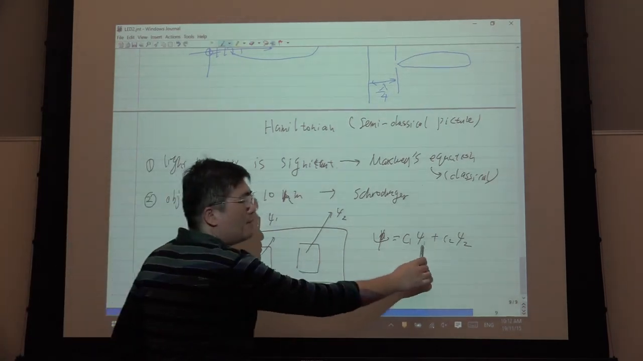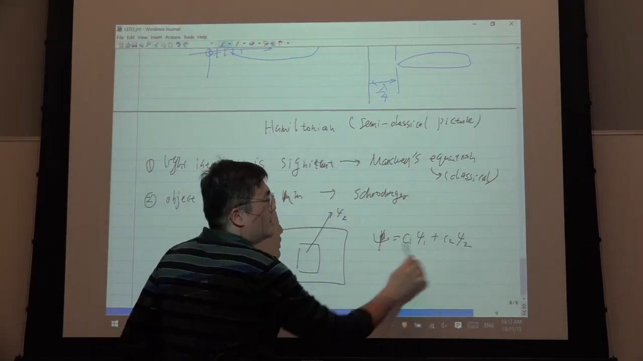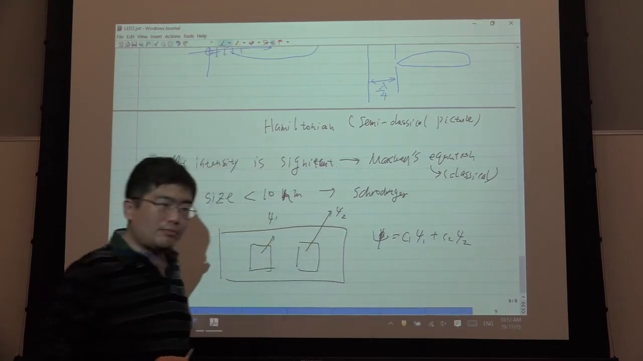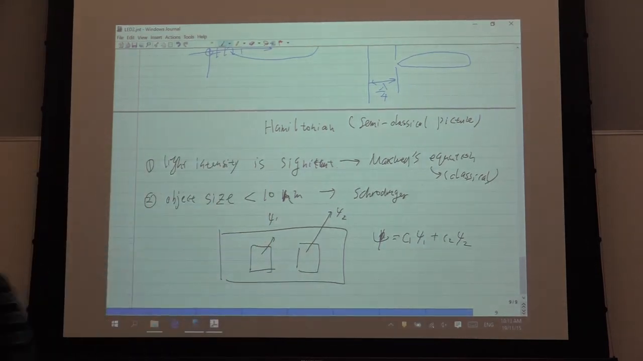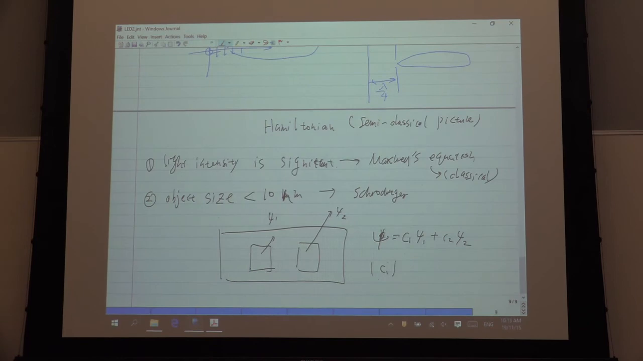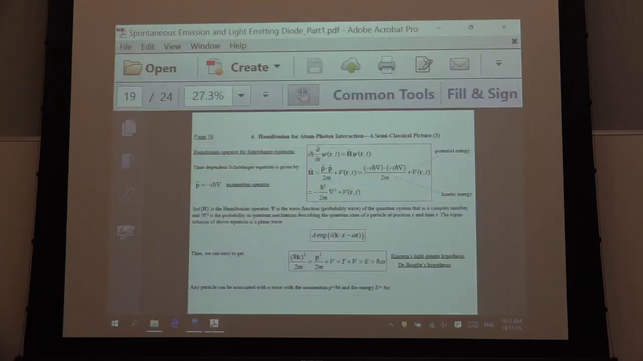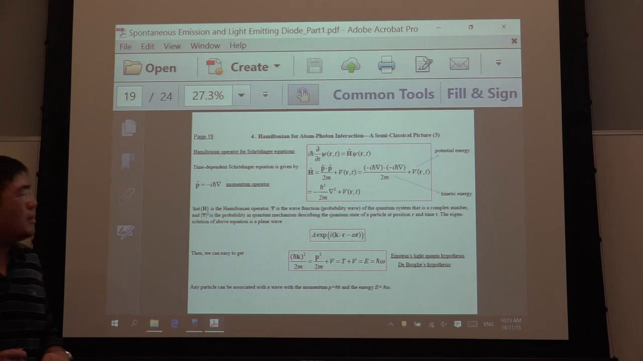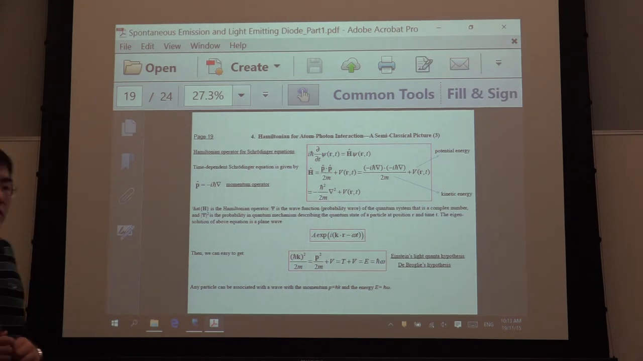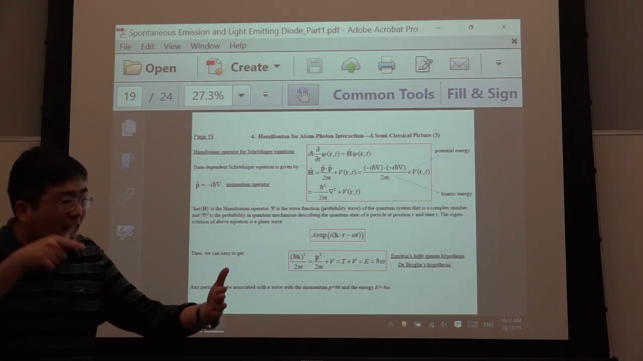Because phi is a complex number, they have phase and amplitude. This is C1 and C2, and the probability is specified such that C1 squared plus C2 squared equals 1. This is a very famous experiment. You might be talking about a general electromagnetic wave. No, it's not an electromagnetic wave. It's an electron.